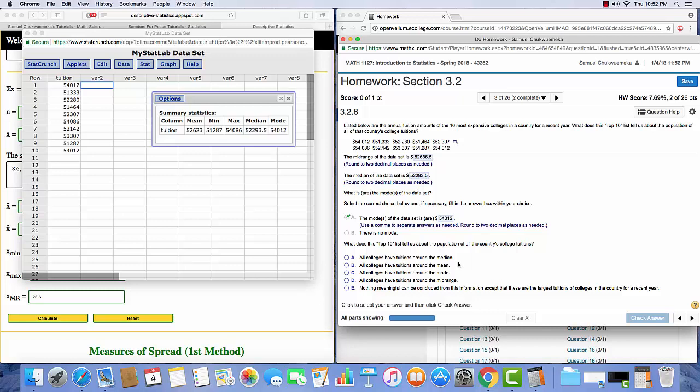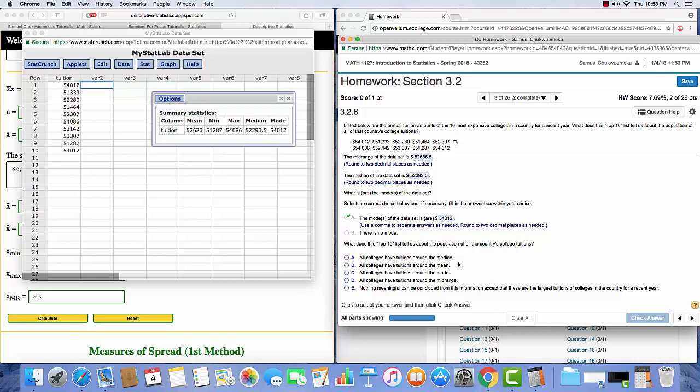Now, what does this top 10 list tell us about the population of all the countries' college tuitions? This top 10 list is just the top 10 most expensive colleges. It doesn't tell us about the tuitions of the entire colleges we have in the country. So it just tells us the college tuition amounts of the 10 most expensive colleges in the country. That is all it tells us.